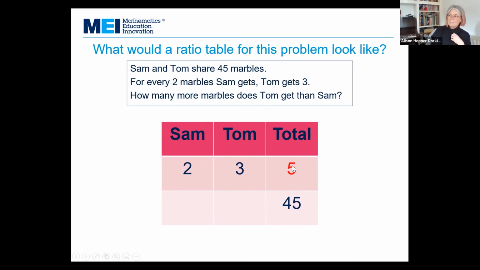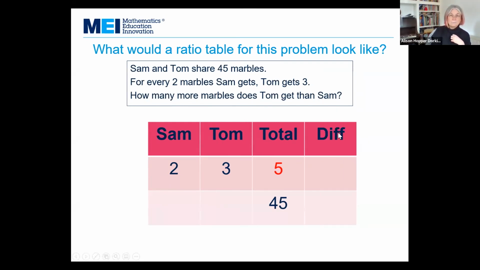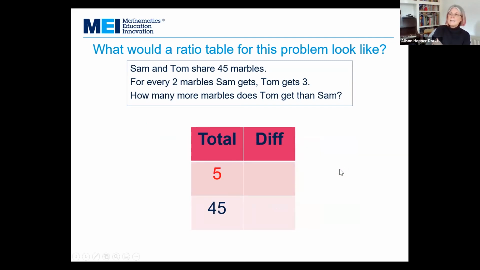That's great, that's lovely. So I'm there. I can now work out some other values, but actually I need to know how many more marbles Tom gets than Sam. So I need to know the difference. So I've got another column to add in to create this ratio table that I need. Okay, so the difference there at the beginning was 1. So now I've got that little ratio table, the bit I need in order to be able to use a ratio table to solve this ratio problem.